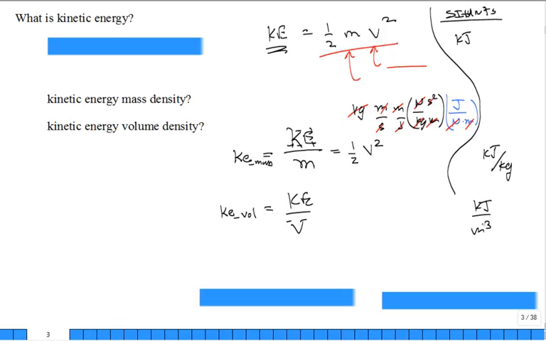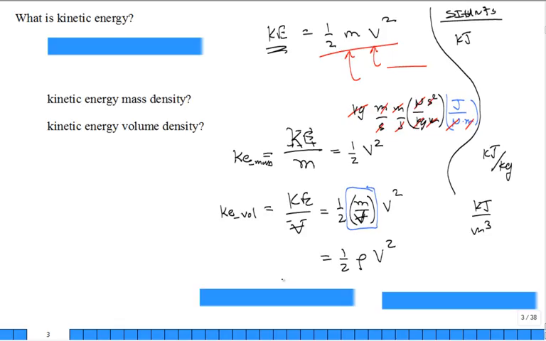meter cubed. But if you take a look at it, you have 1/2 m over V, that's volume, v squared, velocity squared. So one v is for velocity, one V is for volume. Sorry about that, but that's life. That's fluids. But what is this term right here? Mass divided by volume. It is the rho. That's exactly right. It's 1/2 rho v squared.